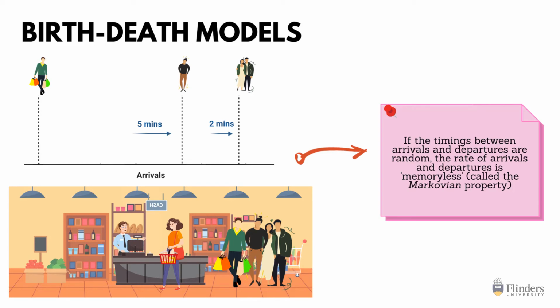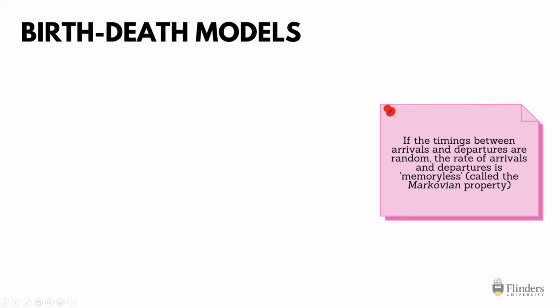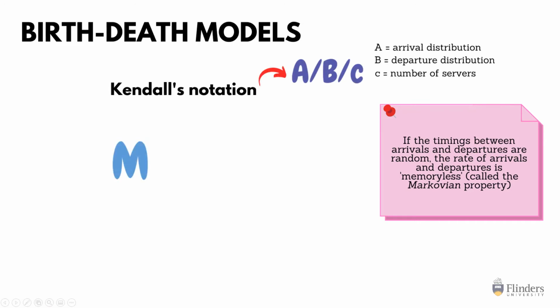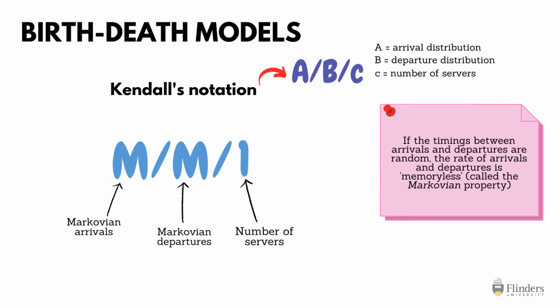Furthermore, if there was only one cash register or server, as shown in the example here, then the birth-death queuing process can be modelled using an M/M/1 model, where the M's represent the Markovian arrivals and departures, and the 1 represents the number of servers. If we instead had 3 servers, then this would be an M/M/3 model, sometimes referred to as an M/M/c model in the general case.